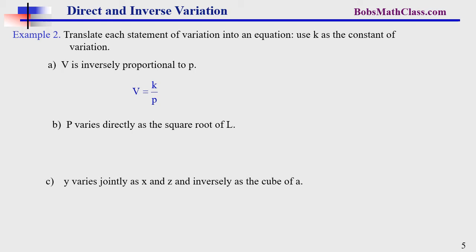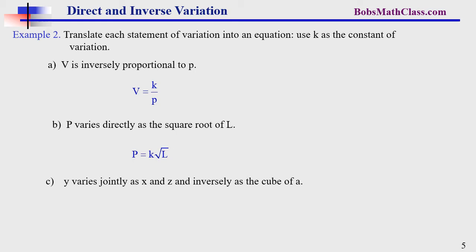All right, part B. P varies directly. So P equals, directly, no inversely, so no denominator, the square root of L. So not the square, but the square root. So P equals K times the square root of L. Anytime they use the word root, that means radical. For square root, we don't have to write the little 2, which is the index. If it was a cube root, you've got to put the little 3 there, right?